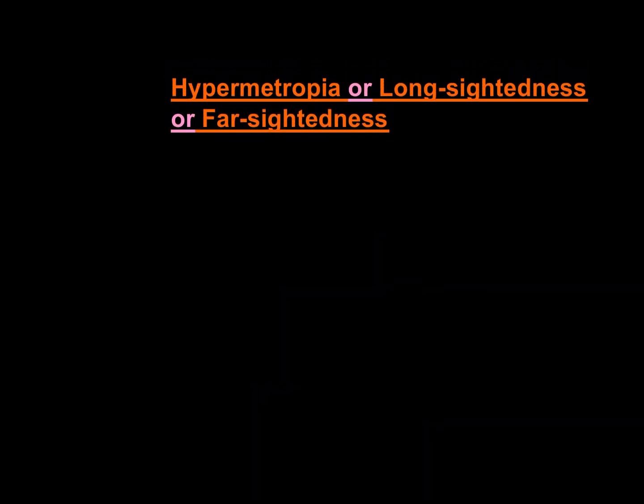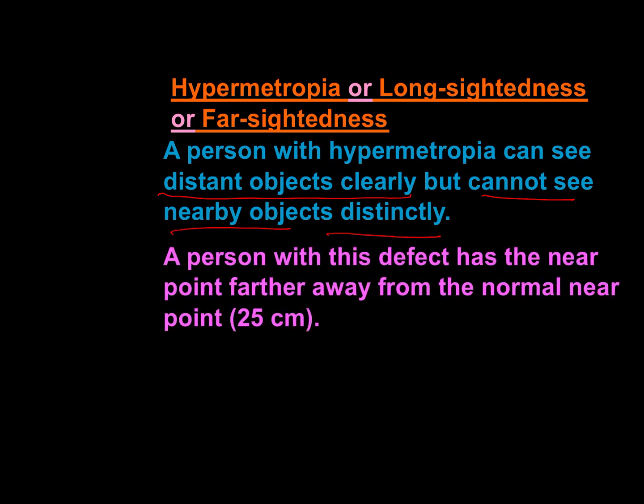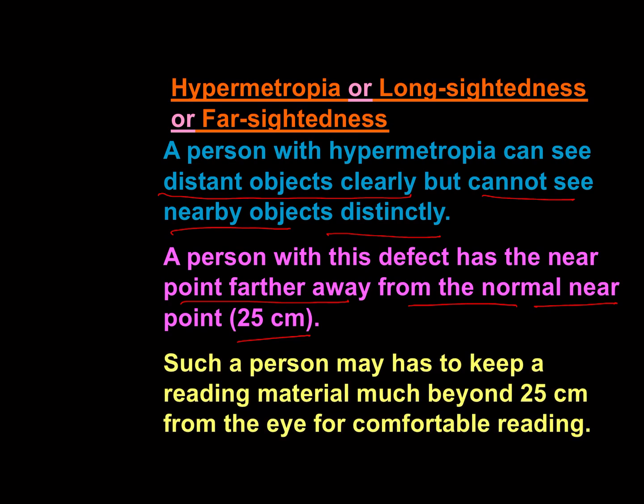Now hypermetropia, it is also known as long-sightedness or far-sightedness. A person with hypermetropia can see distant objects clearly, but cannot see nearby objects distinctly. A person with this defect has a near point farther away from the normal near point, that is 25 centimeter. Such a person may have to keep reading material much beyond 25 centimeter from the eye for comfortable reading.